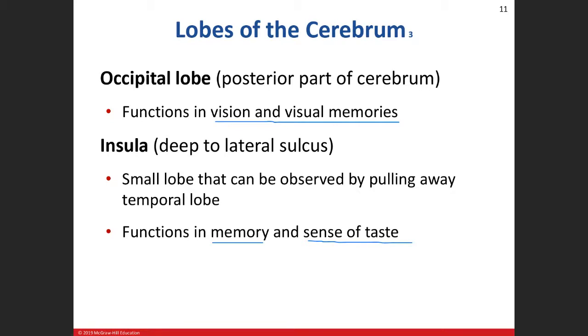So now what I'd like to do is, we just talked about the lobes. Now we're going to talk about what we call the functional areas of the cerebrum. What parts of the cerebrum are going to have specific functions? For example, we just talked about the occipital lobes. When we talk about vision, we're going to talk about where that's located in the occipital lobe. And we're going to talk about some of the more specifics now.